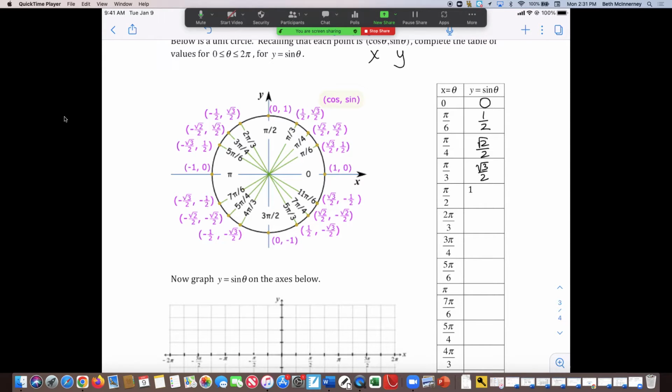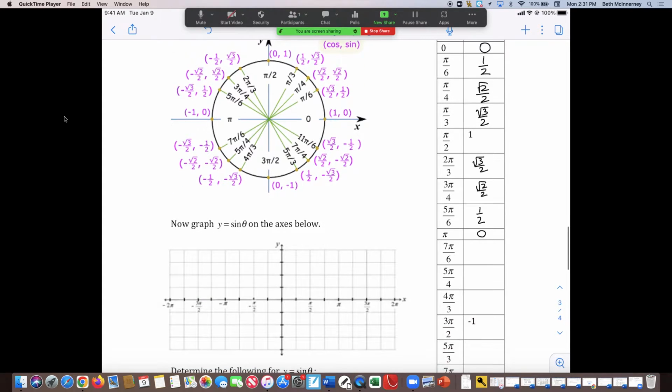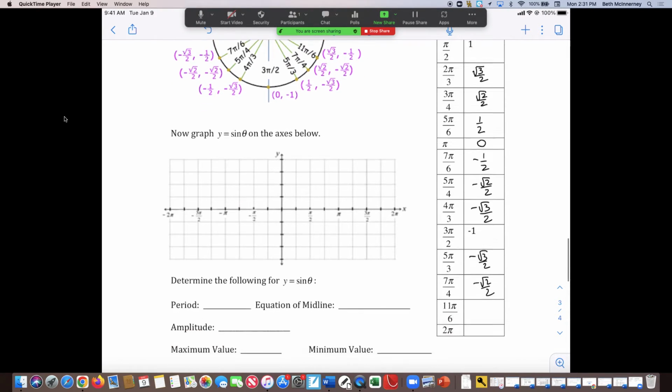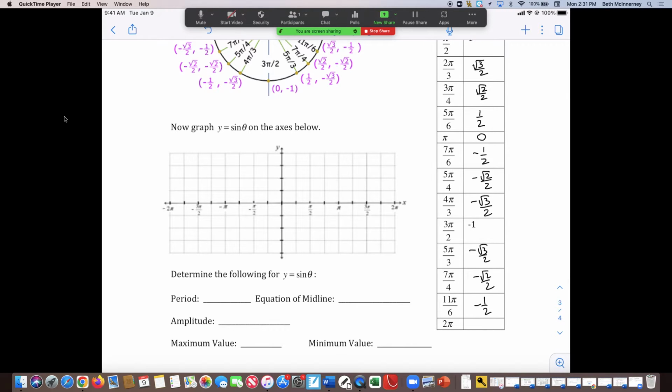So all you're doing as you go around the table is filling in your y values. So then that's square root 3 over 2, square root 2 over 2, 1/2, 0. And I'm going to keep going: negative 1/2, negative square root 2 over 2, negative square root 3 over 2. Keep going. There we go.